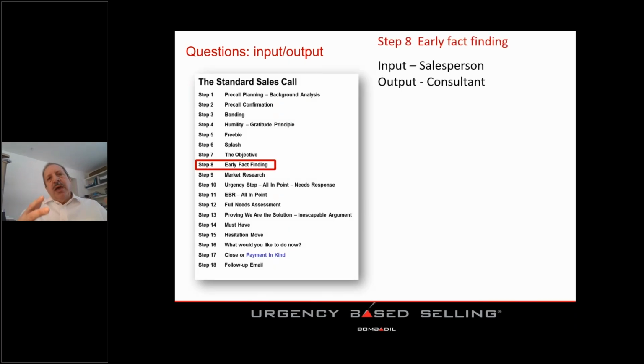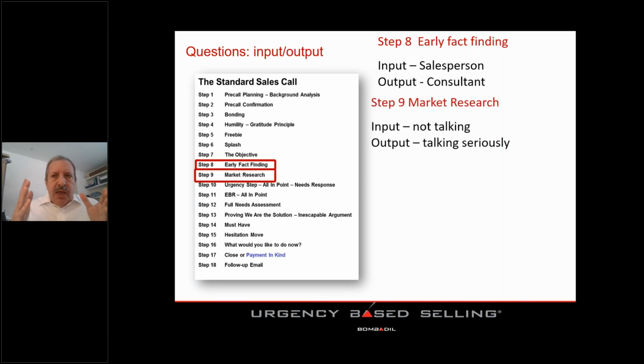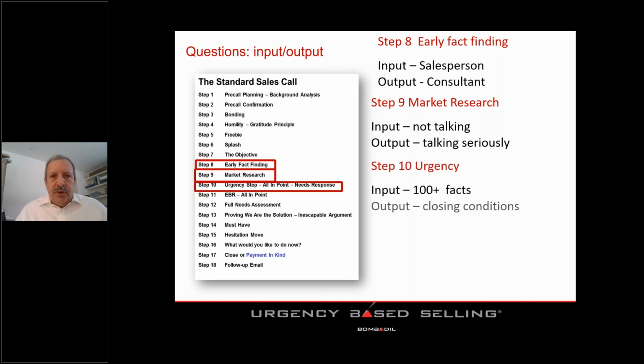So let's look at questions as kind of like an input-output machine. Early on, as we're getting to know somebody, we might be perceived as a salesperson who's self-interested. If we do it well, we come out looking like a consultant. If the prospect's not talking early in the process, then if we bring in quality market research, you get the prospect talking.